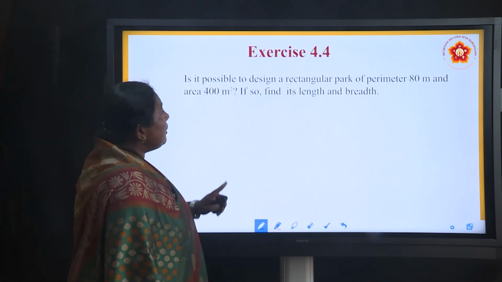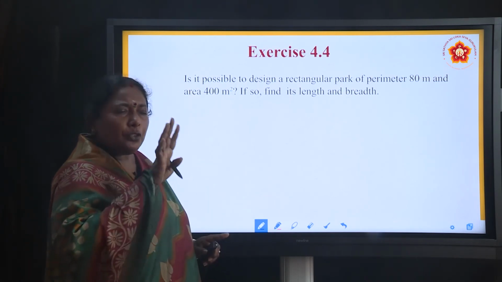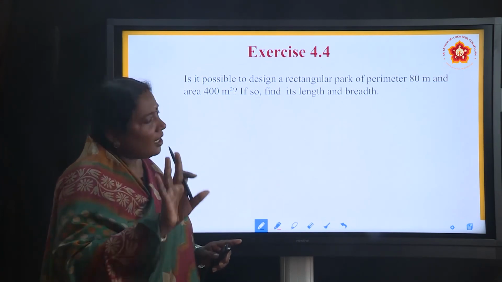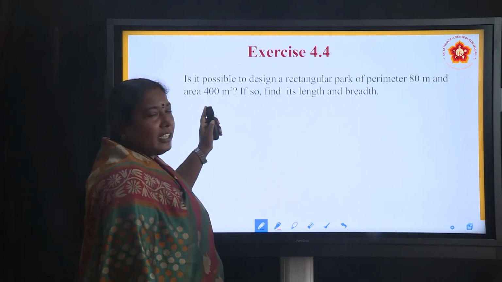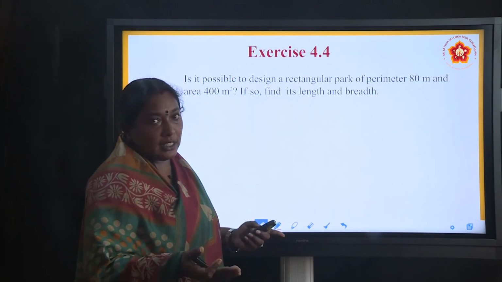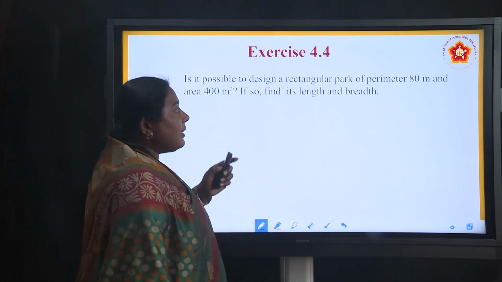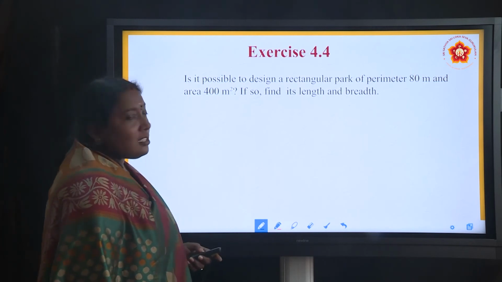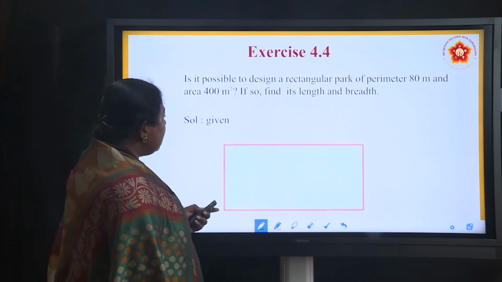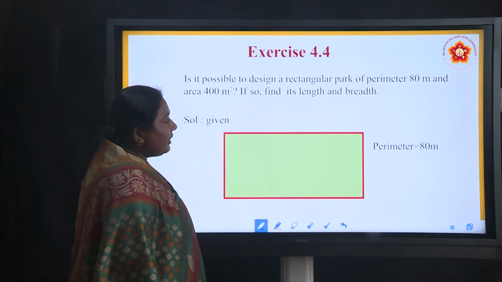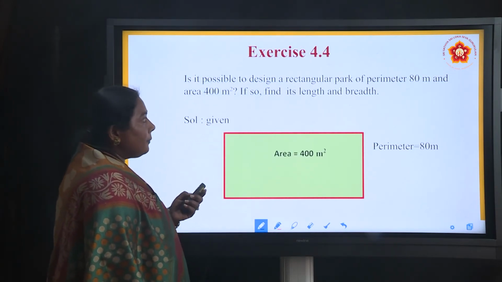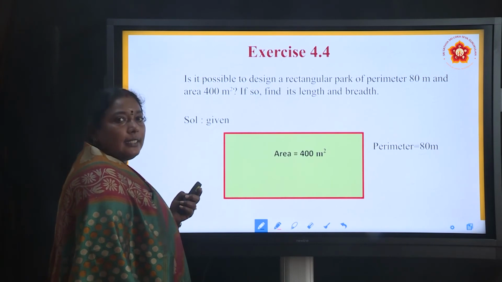Next, is it possible to design? If you are having a question with is it possible, it means you have to check for the condition. That is all, nothing more than that. These types we have seen already, it will be very easy. Is it possible to design a rectangle park? Yes. Let us see. The perimeter is given as 80 meters and the area is given as 400 meters square. We have to find the length and breadth. So they have given a rectangle with perimeter 80 and area 400 meters square. Now, we have to find the length and breadth.